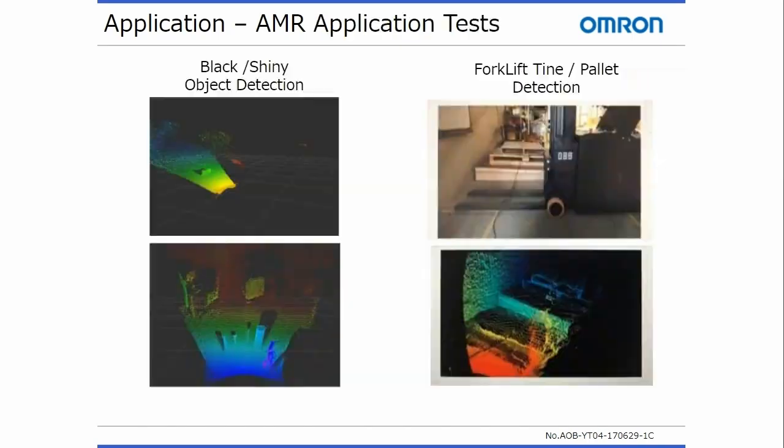Lastly, I would like to show some results from common AMR application tests we have done. On the left, you can see the B5L's ability to detect black and shiny objects within the sensor's field of view. On the right, you can see the sensors testing for forklift time and pallet detection. The sensor can reliably detect these objects by refining the B5L parameter settings to fit your environment and application.